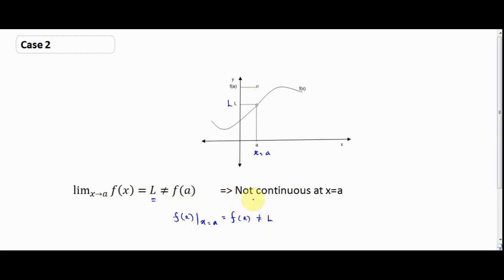So this is a case where we have a discontinuity. We may say that this function f of x is not continuous at the point x equal to a, because the limit value is different from the value of the function at the point x equal to a. So f of a is not equal to capital L, that is, the limit value at the point x equal to a. Therefore, this function is a discontinuous one. Now let's see another case.